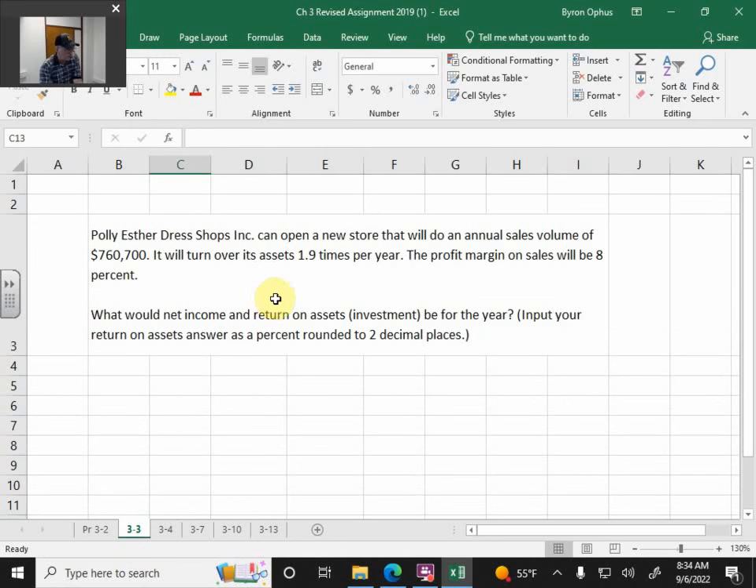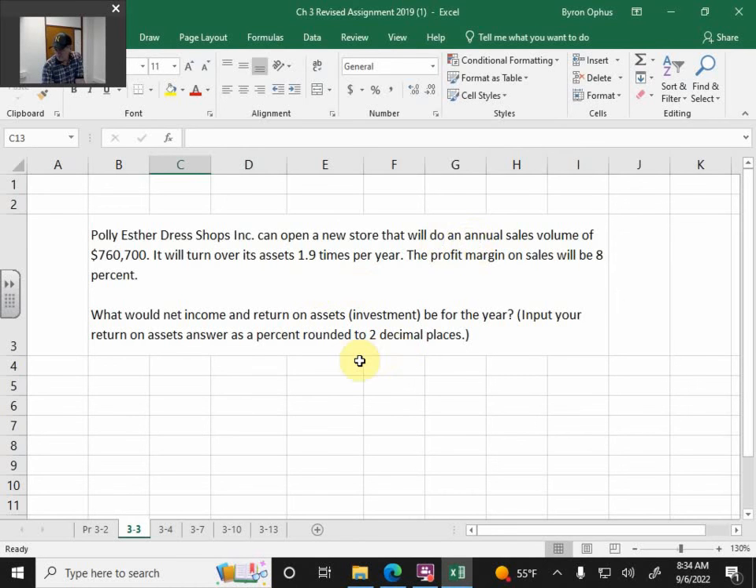Okay, so Polyester Dress Shops can open a new store that will do annual sales volume of 760,700. It will turn over its assets 1.9 times per year. The profit margin on sales will be 8%, but we have to figure out what the return on assets is, right? So we have to figure out what the company's assets are. I can tell you the math here is pretty simple, but you just have to think it through sometimes.